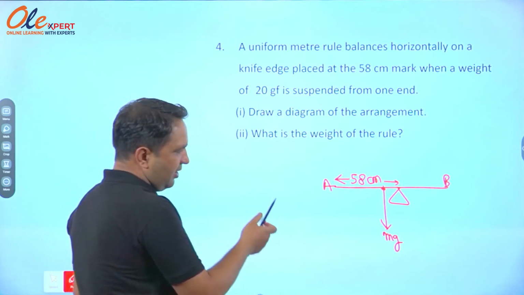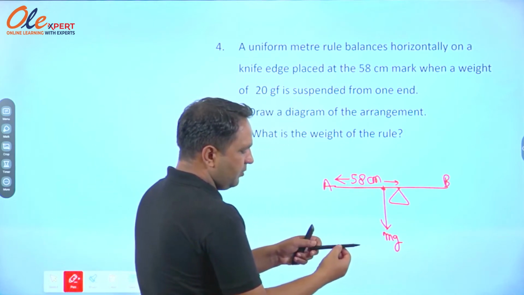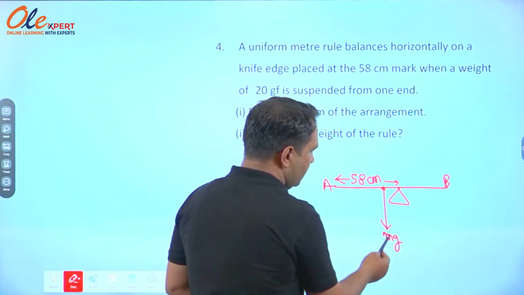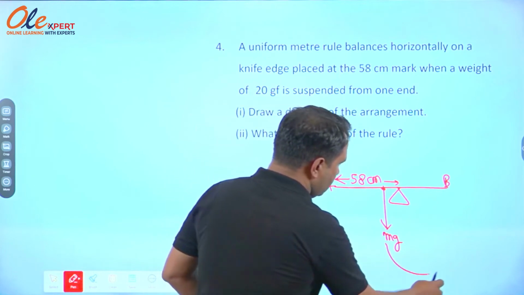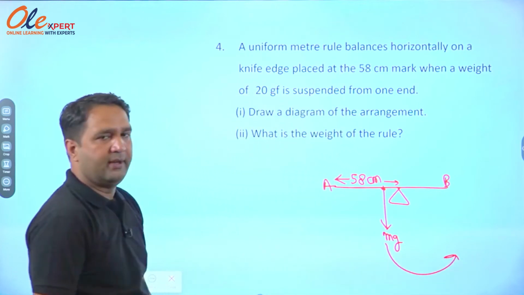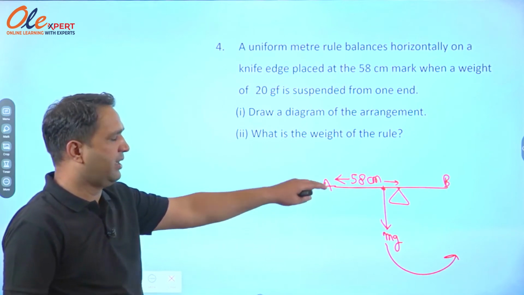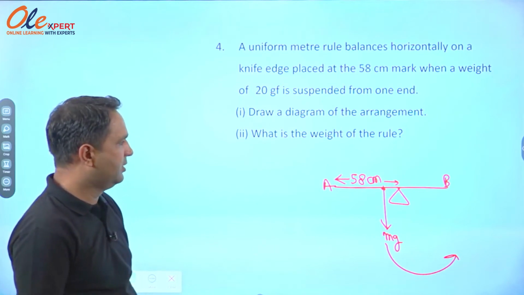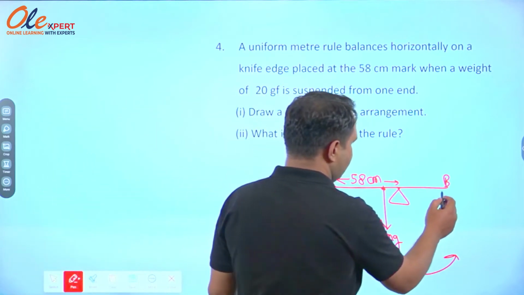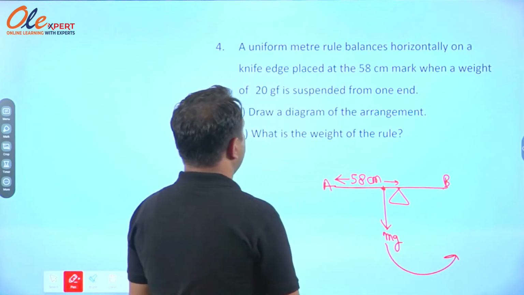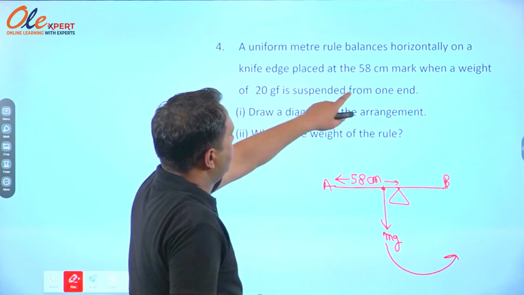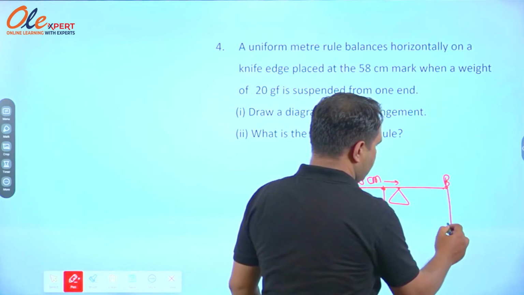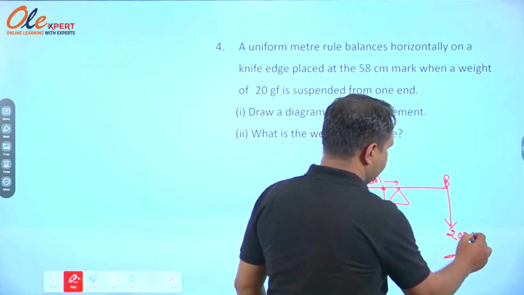So right now it is doing which type of motion? If we hang some weight here, it will do clockwise motion like this. To balance it, we will need anti-clockwise moment, right? So we have to hang some force at this side, right? So what is the question? When a weight of 20 gf is suspended from one end, so we have to suspend 20 gf at this end.